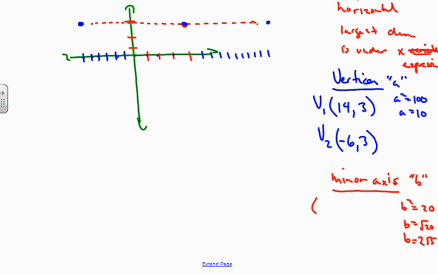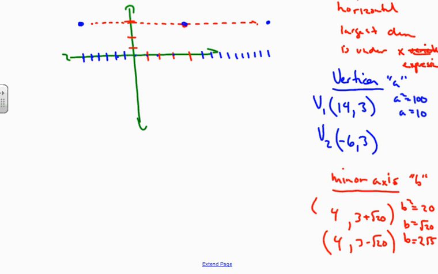We're going to go up. So from our center, we're moving up 3 plus the square root of 20, and then we're going to be moving down 3 minus the square root of 20. Our x values are going to stay the same, so it'll be both in the center, 4 and 4. Those are our B values.